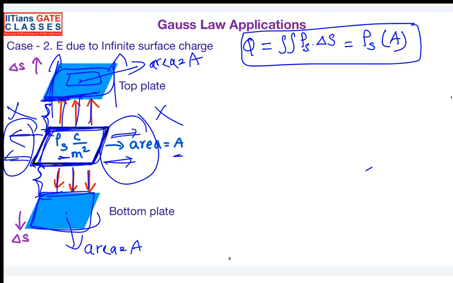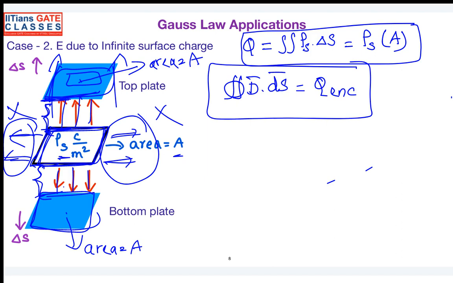So what about the flux leaving the top plate and bottom plate? Both will be in the same direction, right? So I can say the total flux using Gauss law. The condition is: double integral D dot dS is equal to Q enclosed. The flux leaving the top plate is the same as the flux leaving the bottom plate. So the total flux will be 2 times the flux density multiplied by the area. Since there are two surfaces, top and bottom, and the same amount of flux is leaving each, the total flux can be written as 2 times the individual flux passing through either the top plate or the bottom plate.